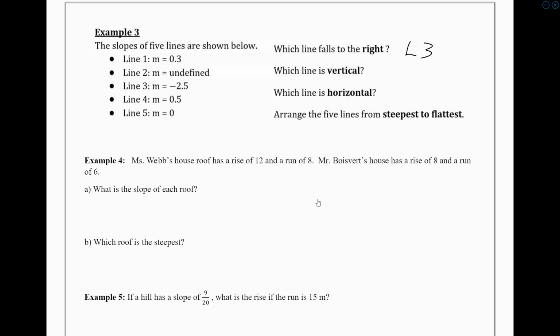Okay, which one is vertical? Which one's just straight up? Okay, undefined. Okay. Which one is horizontal? Line 5 is 0. Horizontal is the one with the slope of 0.